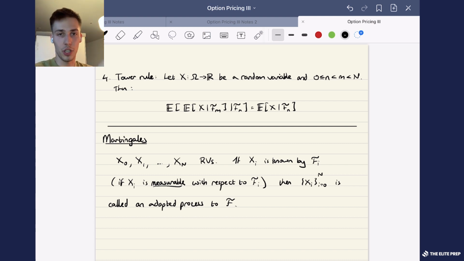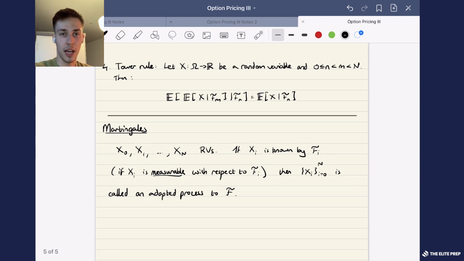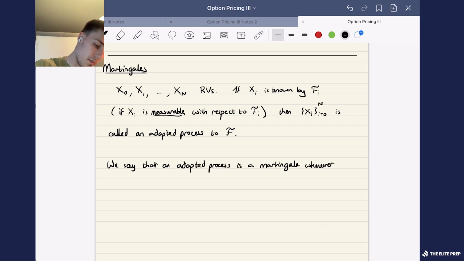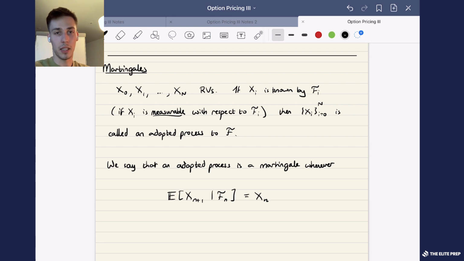So we should have fixed the filtration first and then define this sequence of random variables such that at each time, the random variable indexed by that time is measurable with respect to the filtration at that time. So then we say that an adapted process is a martingale whenever the conditional expectation of X_{n+1}, conditioned on the filtration at the previous time step F_n, is just equal to the random variable at the previous time step.